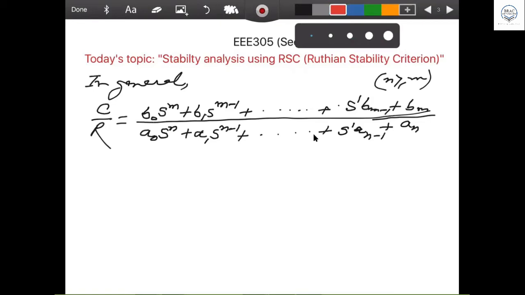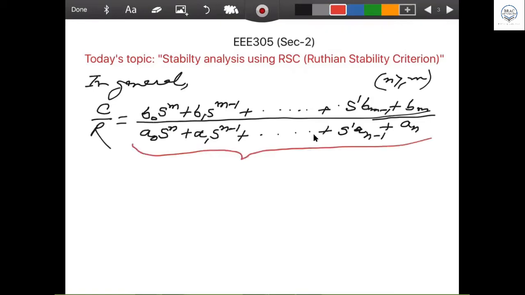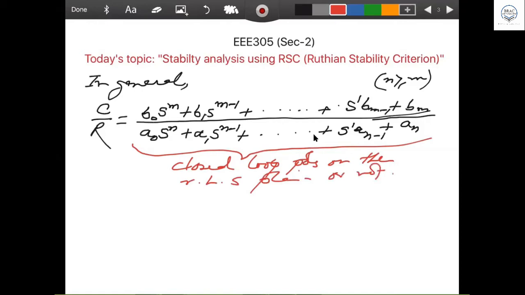The lower part of C by R is the poles, the closed loop poles. The main thing we have to check is whether they are located on the right half S plane or not. If it's in factor form, we don't need to factorize a big polynomial. If you have the factorization, then you can say how many poles are on the left or right or something like that.